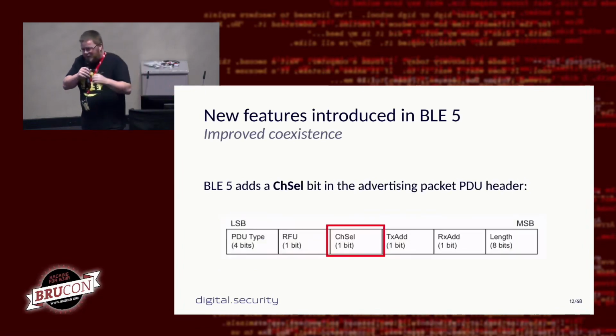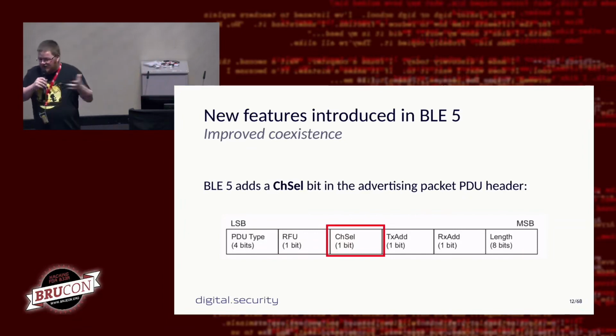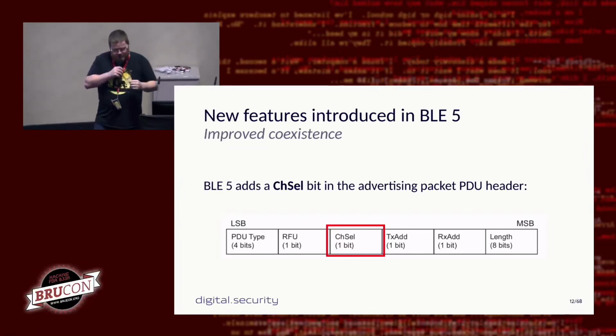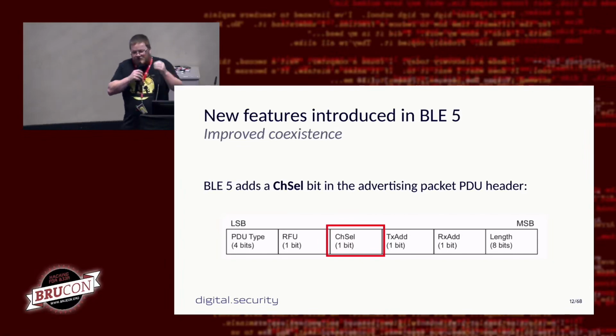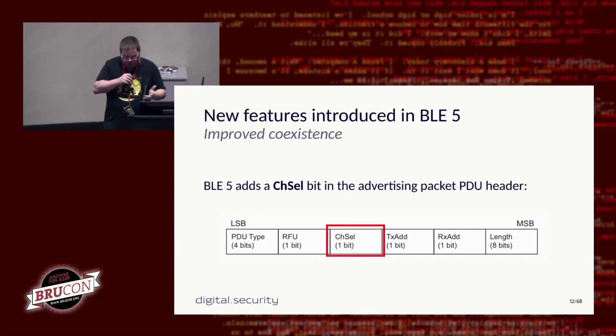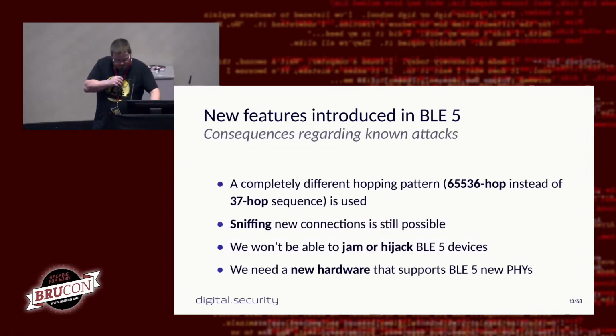If you have a look at the packets sent by the devices that advertise, and this is the case of most of the BLE devices, there is a bit that has been added to the header. They call it the CH SEL bit. If this bit equals 1, then your device supports this new channel selection algorithm. So you can tell when a device advertises if it supports this new channel selection algorithm or not. This is quite interesting.